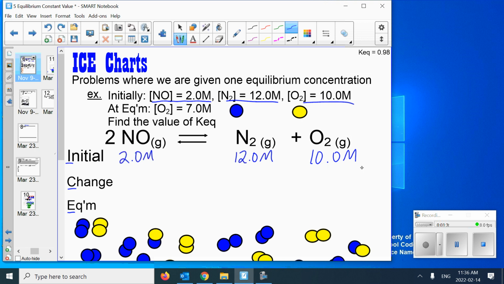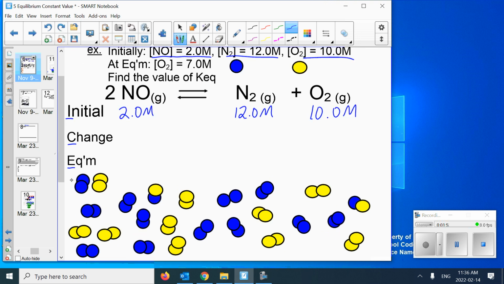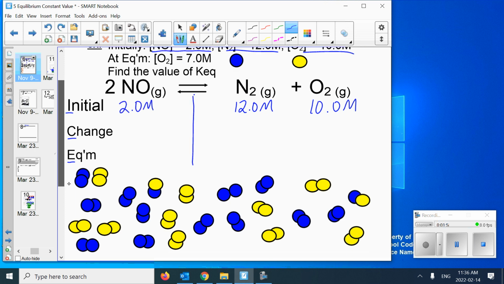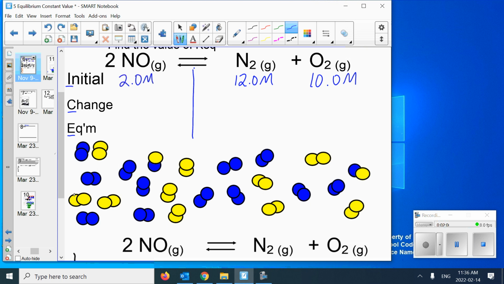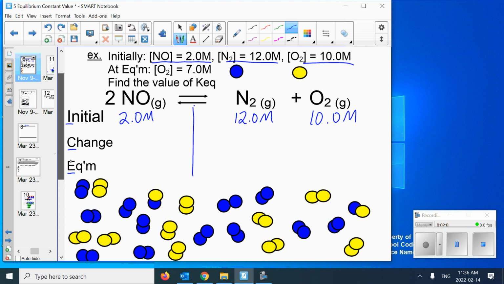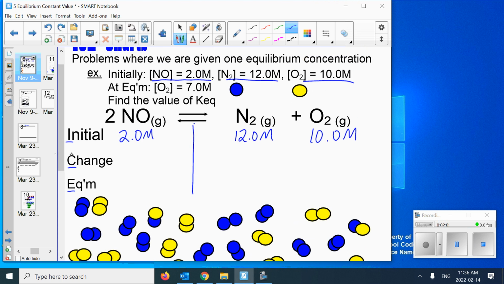Everything's a gas, so it appears. If everything was aqueous, it would appear in this ice chart. If it was a solid or a pure liquid, it would not appear. We just put a line through that. Now, I have down here this reaction represented here, because I want to show you something. But before I do, I'm going to put in one last thing. At equilibrium, we have 7 oxygens. I have nothing for the change line right now. So that takes care of all of the given information.